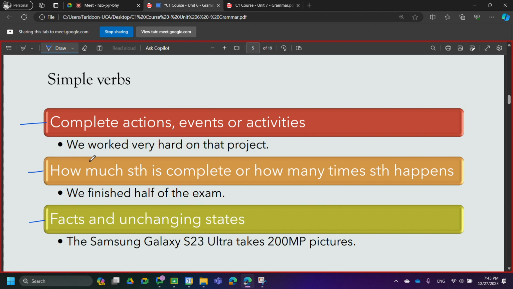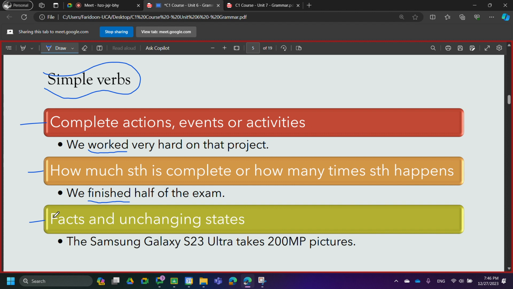But what about this one? How much something is complete or how many times it has happened? You can say like this: we finished half of the exam. Once again, our verbs are in the simple form, okay? They are in the simple form. So, of course, it is going to be correct. We finished half of the exam. It just means how much of something is done or how much something is complete. So, half of it is done, okay?